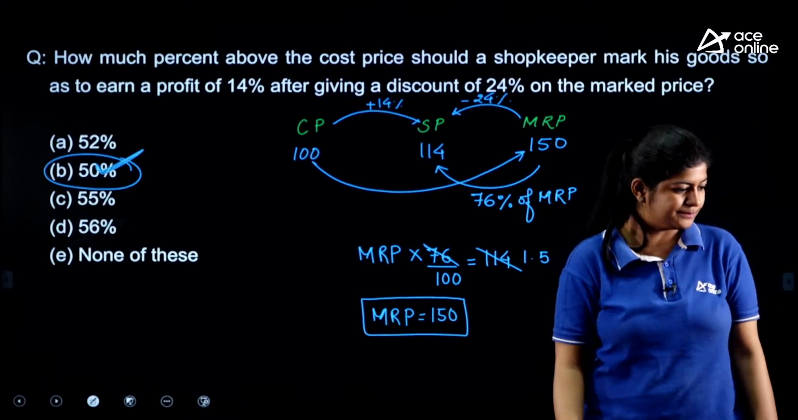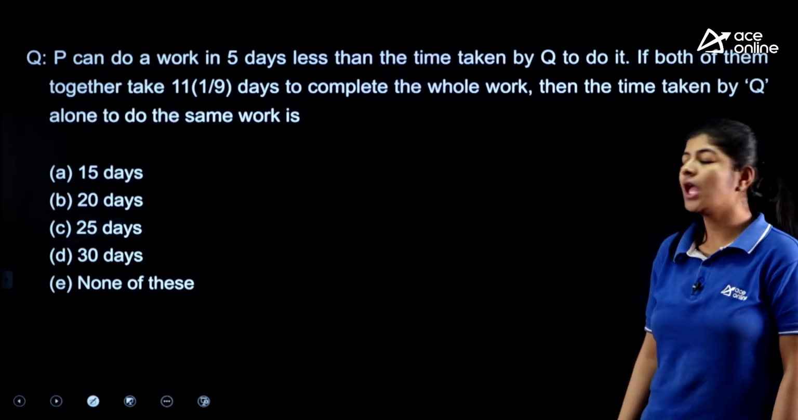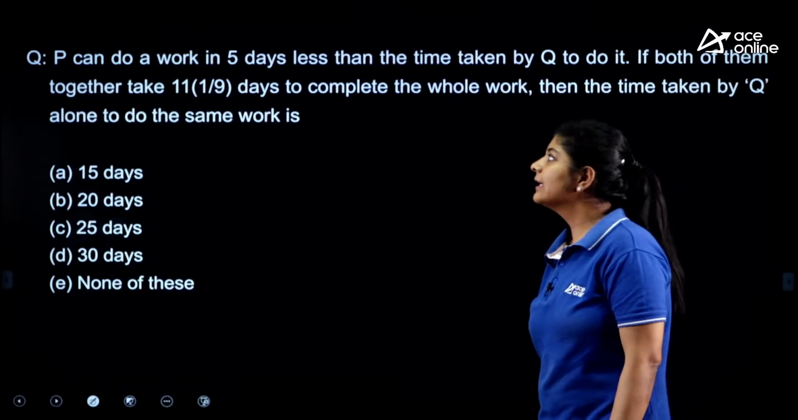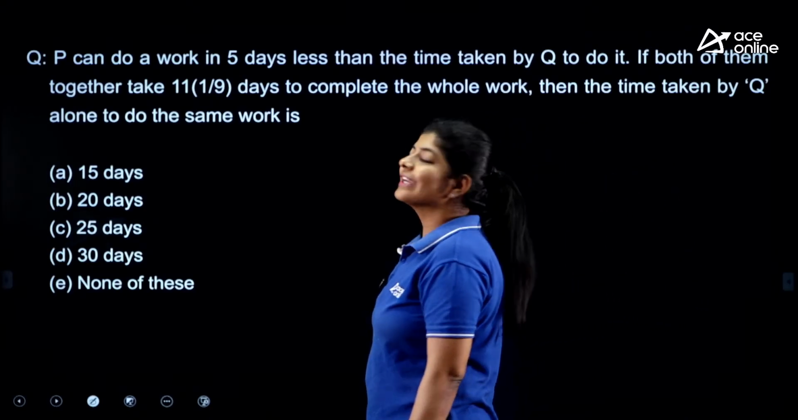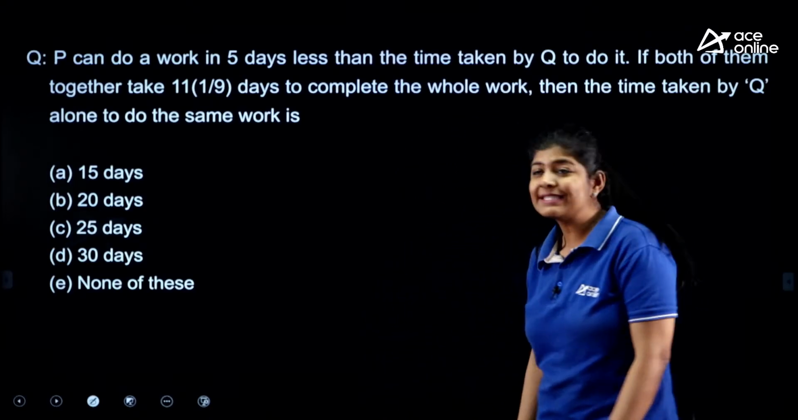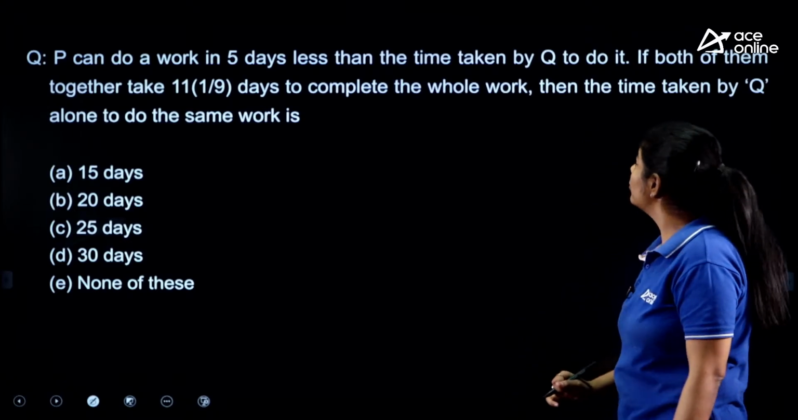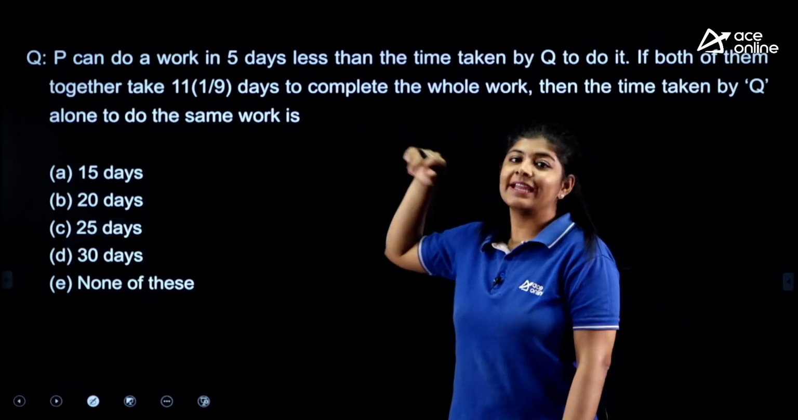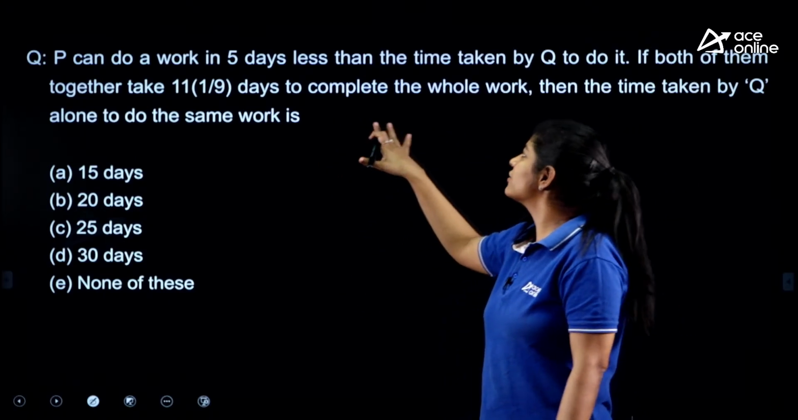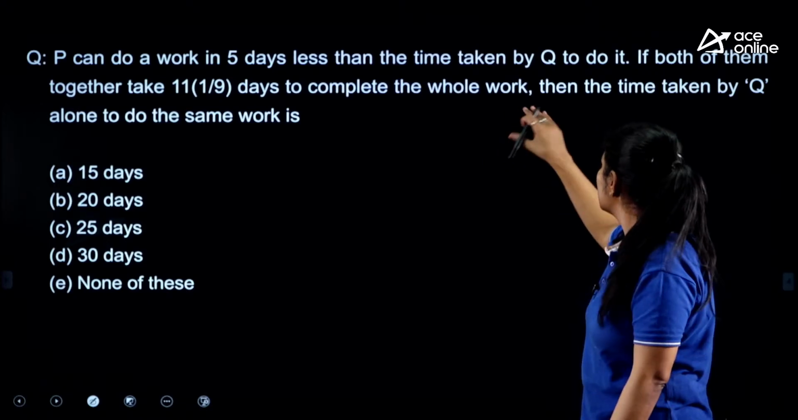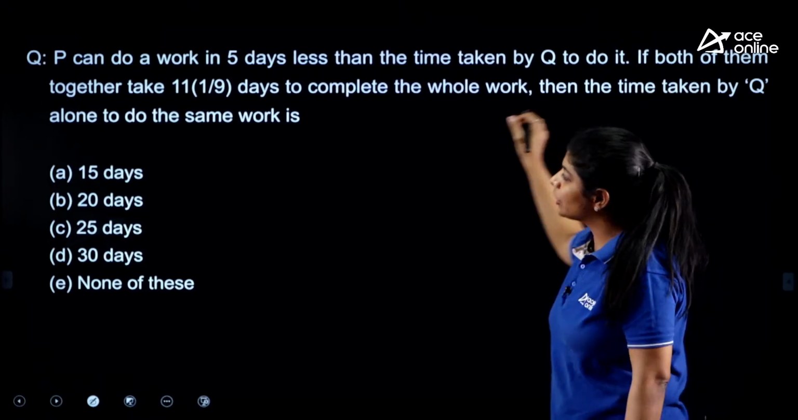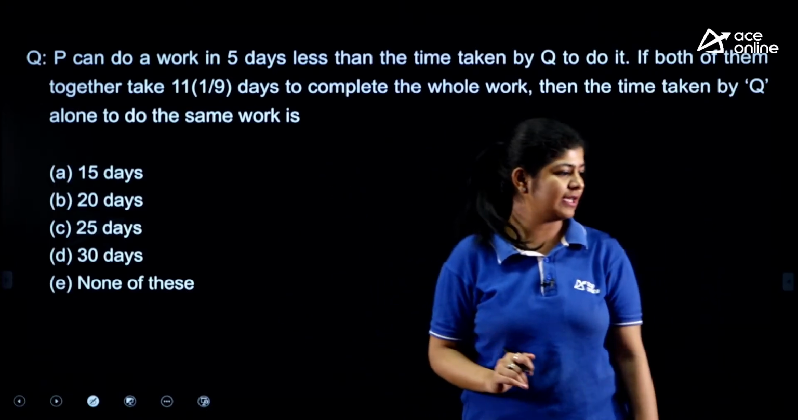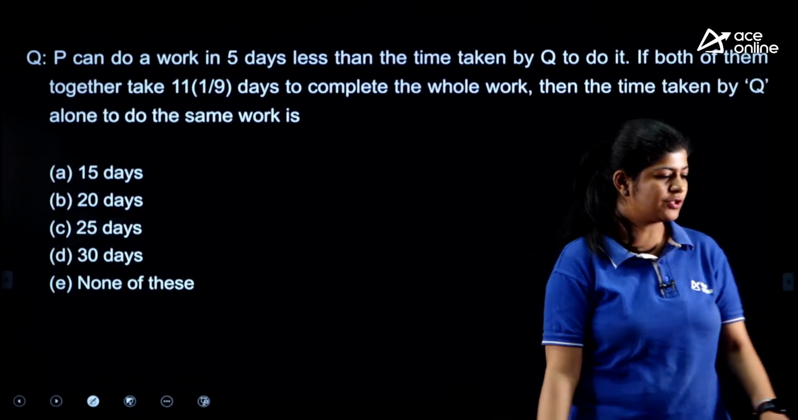Very good, Sundaram. Next. The next question says that P can do a work in 5 days less than the time taken by Q to do it. If both of them together take 11 1/9 days to complete the whole work, then the time taken by Q alone to do the same work is. Very good, Chandrasekhar.